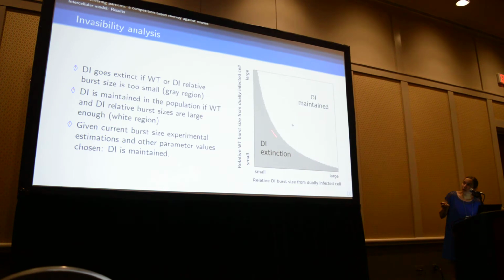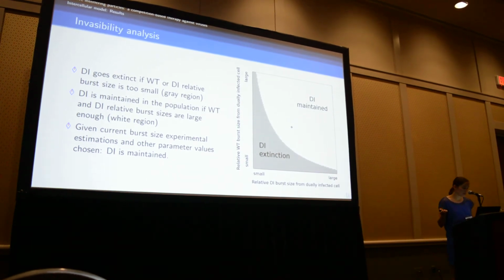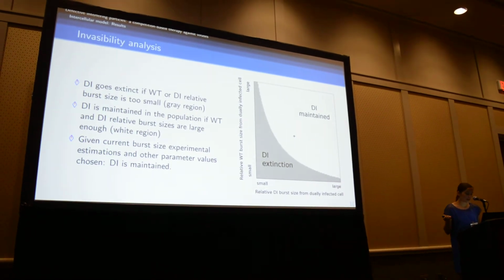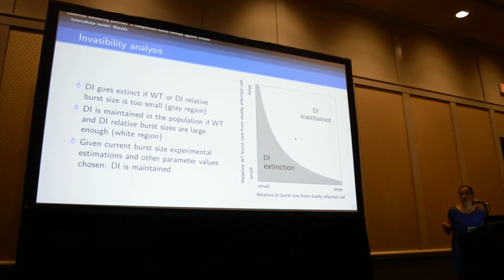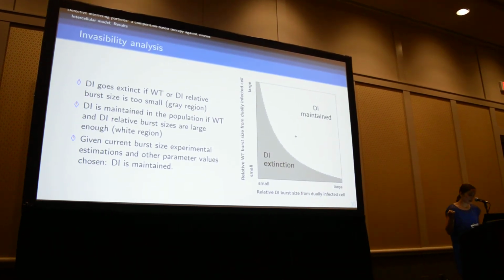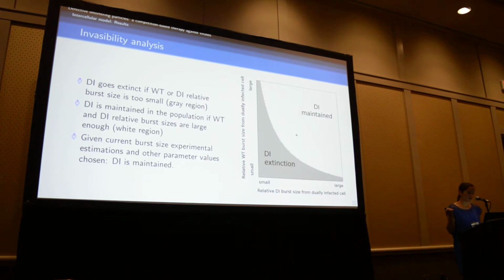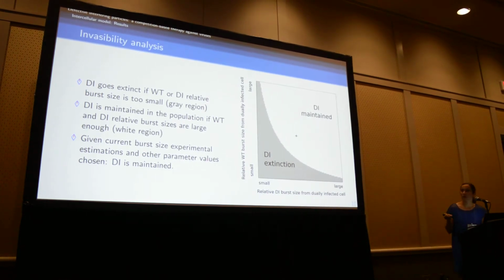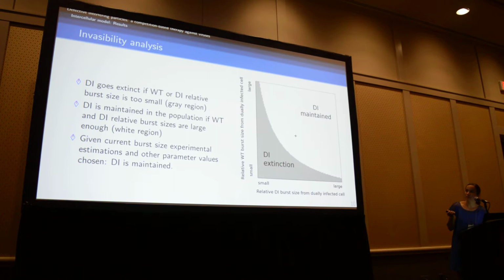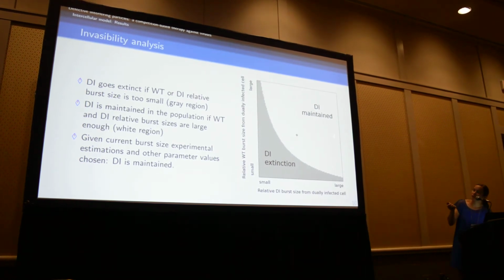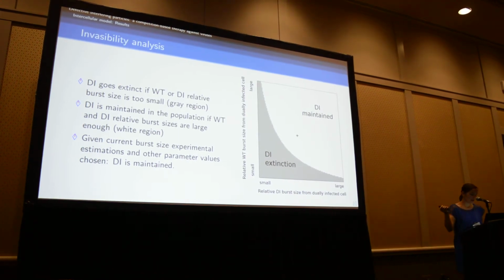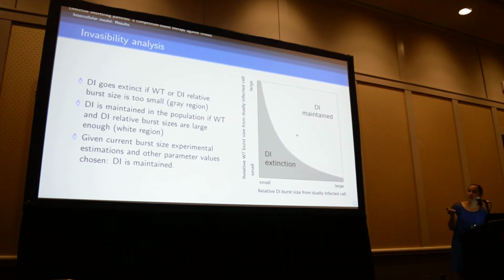So first, the gray region of the graphic represents cases where the DI is predicted to go extinct after introduction. And this is the case when the Y-type or the DI relative burst size is too small. And on the opposite, the white region represents cases where the DI is predicted to be maintained. And this is the case when the Y-type and the DI relative burst sizes are large enough.